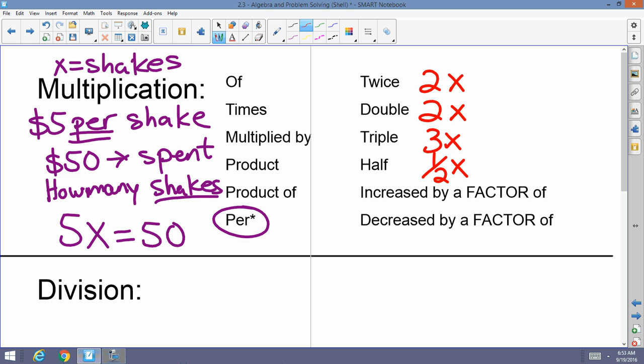Increased by a factor of. Let's say they tell you that production was increased by a factor of 4. So that means that the original amount that they produced or manufactured was increased by a factor of 4. That means it was 4 times greater. So that would be 4x. Let's say that production went down and it decreased by 40% of the original. Well, 40% is 0.4 of the original x, okay?